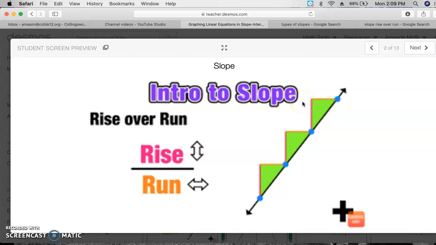Let's first talk about slope. Slope is always your rise over your run. So rise would go up and down, run would go left to right. If you notice, it's rising, running to the next point, rising, running to the next point.